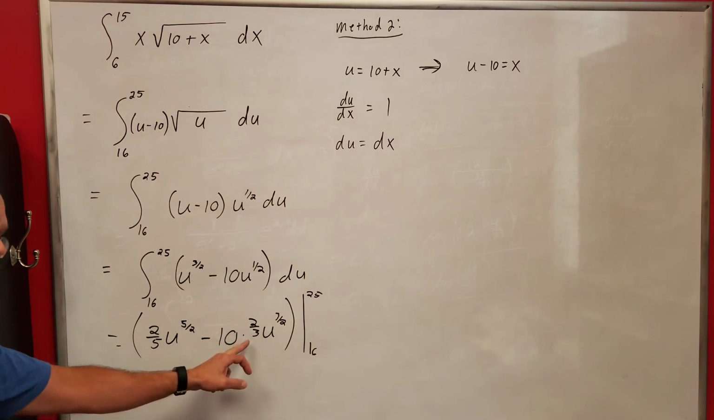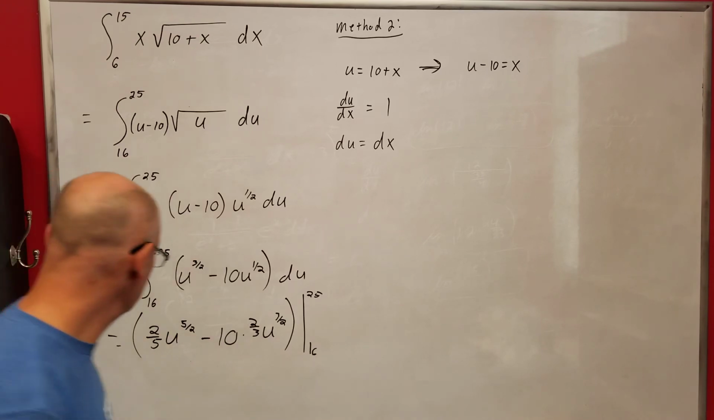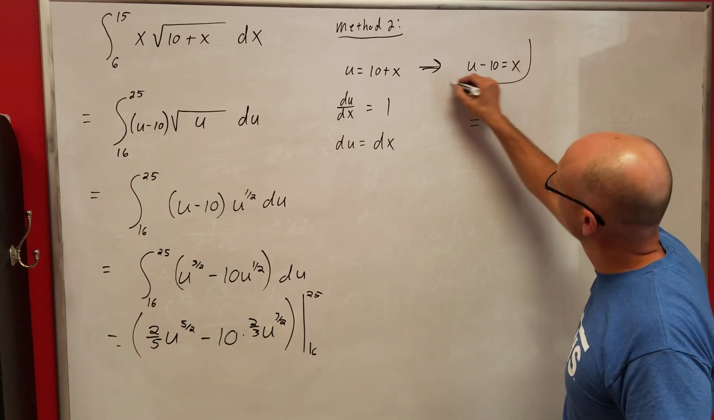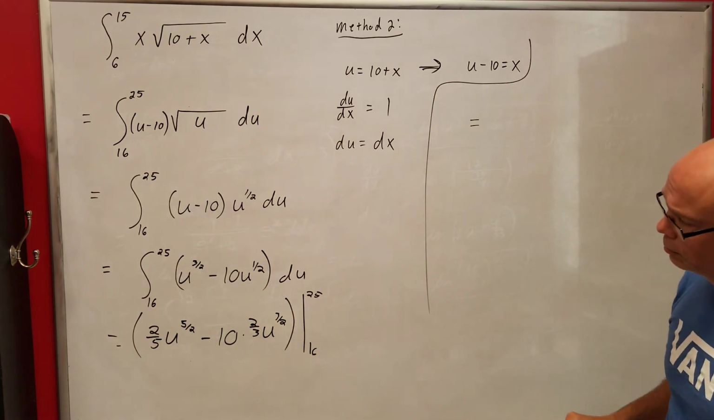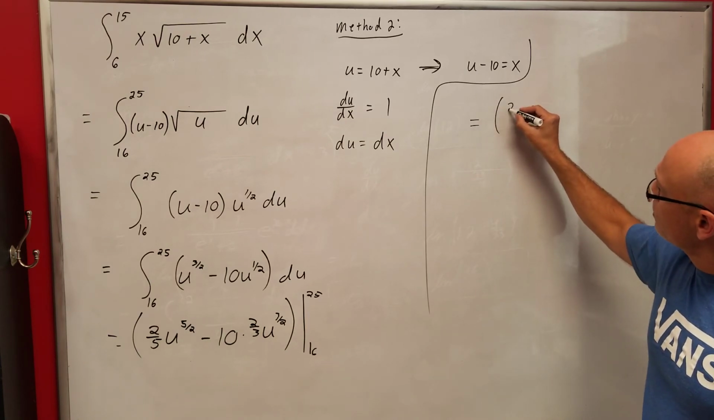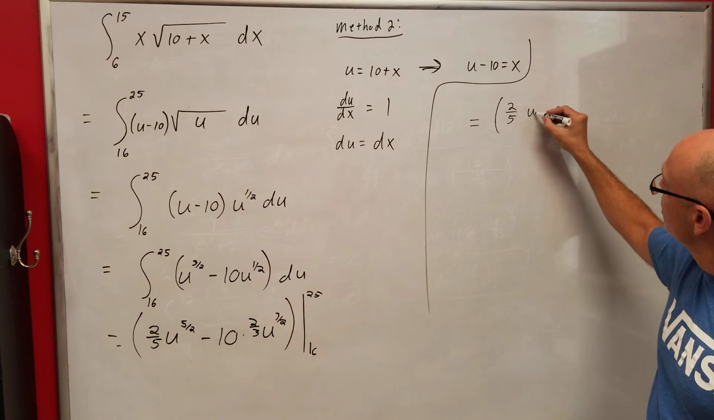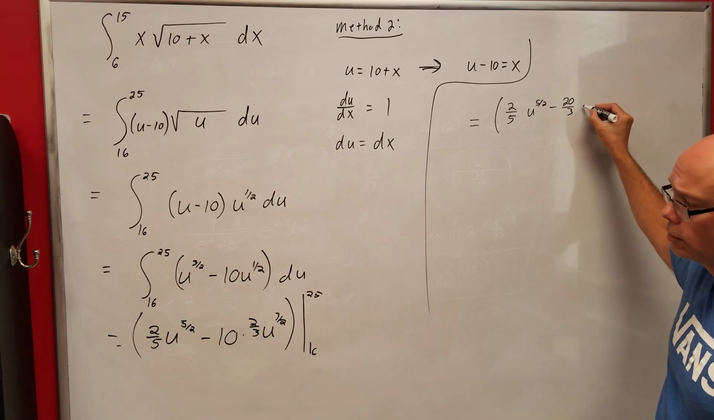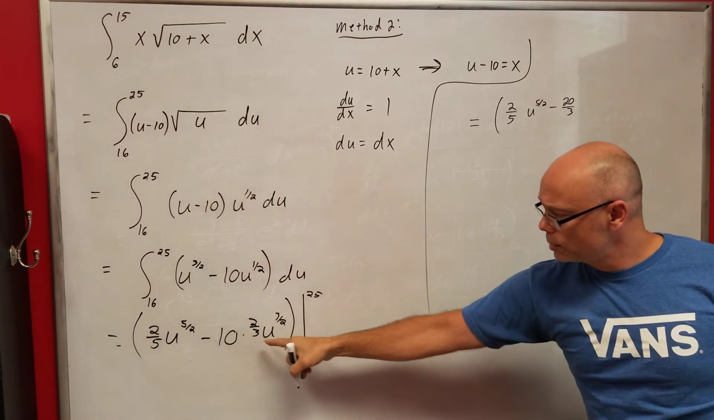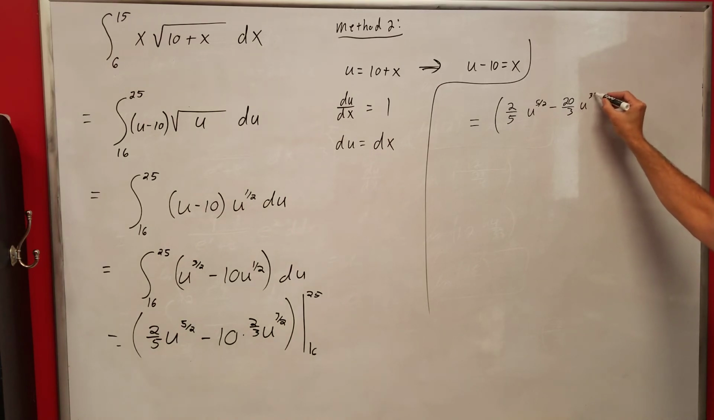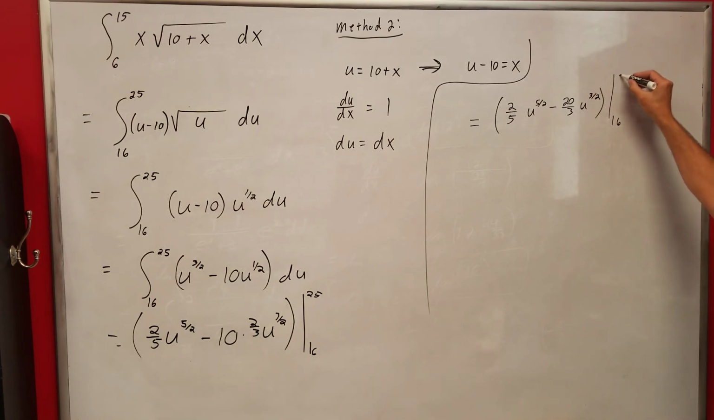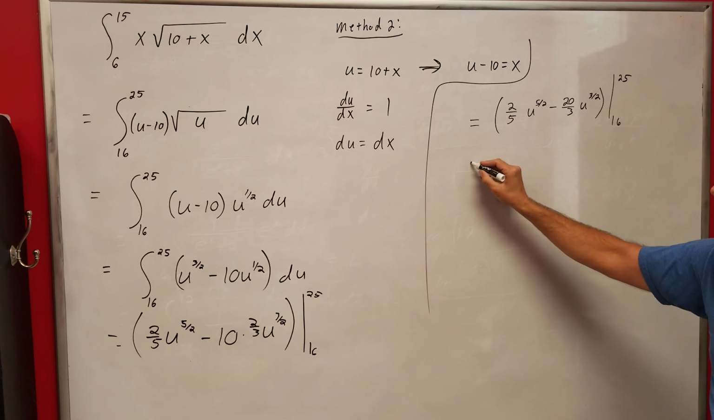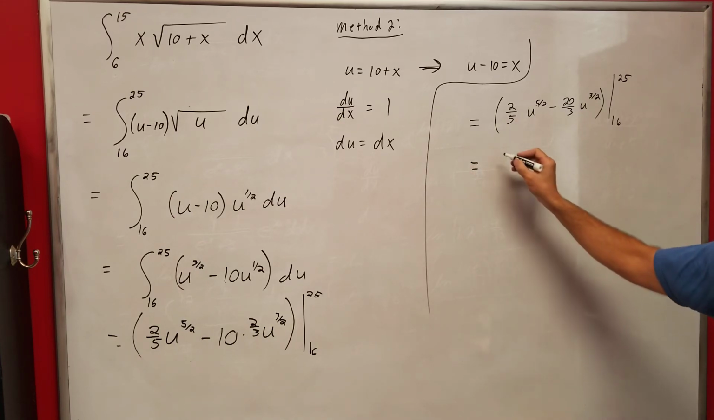All right, let me play around with this, maybe factor some stuff out here to make it easier on myself. So I'm going to say this is equal to, let me clean it up first. We have 2/5 u to the 5/2 minus, could I call that 20/3? So 10 times 2/3 is 20/3. u to the 3/2 from 16 to 25. Now let's go ahead, I guess, factor. It's not really going to make it any easier if I factor 2 out. I might as well just stick with this.